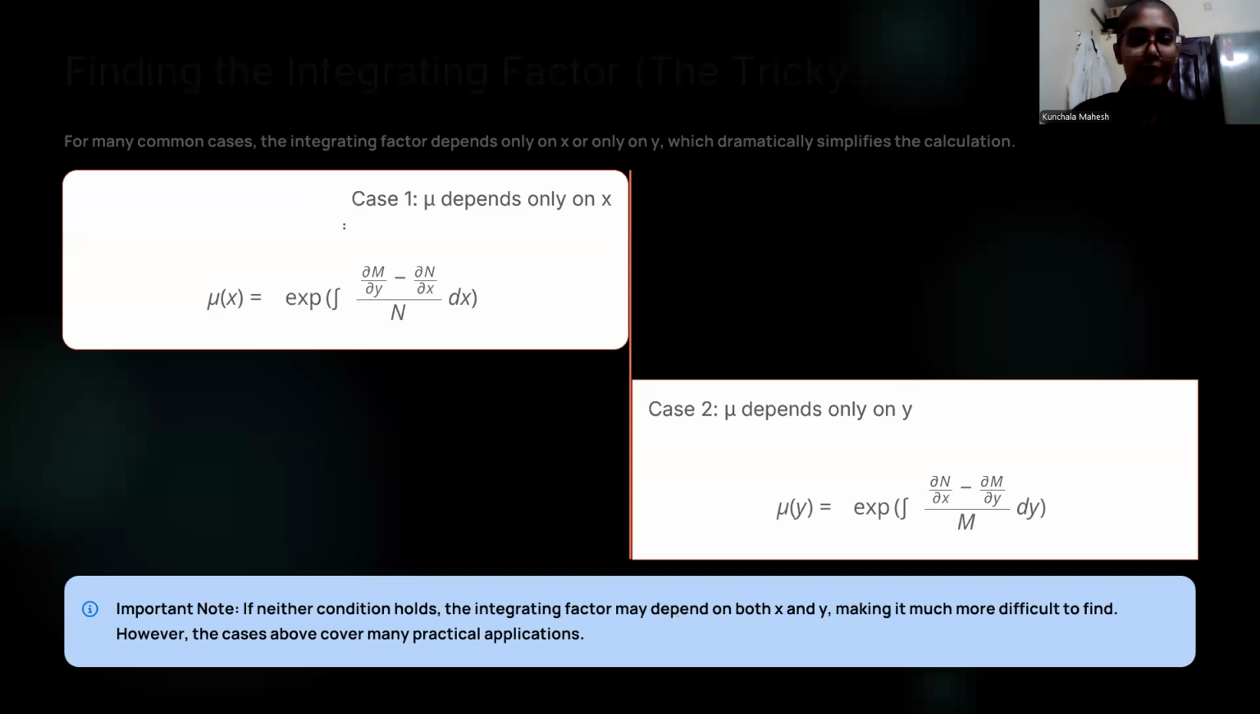Moving on, finding the integrating factor. For many common cases, the integrating factor depends only on x or only on y, which dramatically simplifies the calculation. In case 1, μ depends only on x. Here μ(x) is equal to the exponential of the integral of (∂M/∂y − ∂N/∂x)/N dx. In case 2, it depends only on y: μ(y) is equal to the exponential of the integral of (∂N/∂x − ∂M/∂y)/M dy. If neither condition holds, the integrating factor may depend on both x and y, making it much more difficult to find. However, the cases above may cover many practical applications.